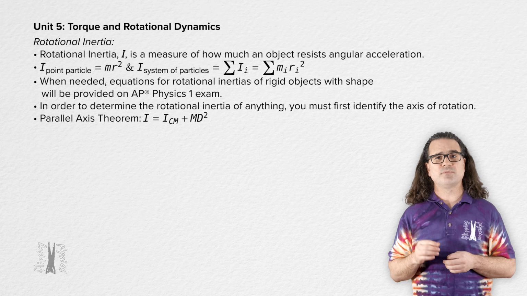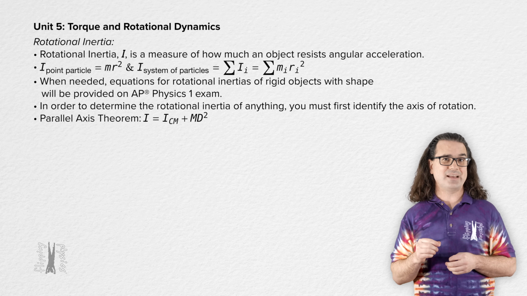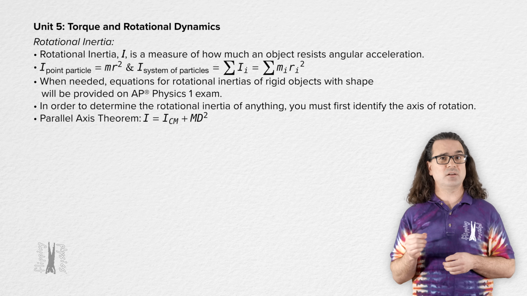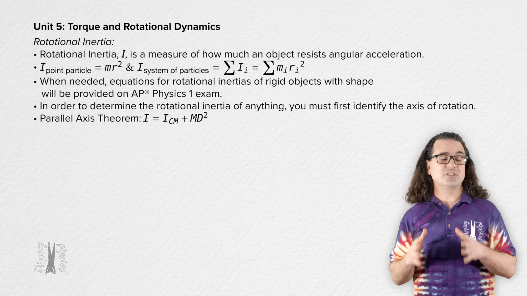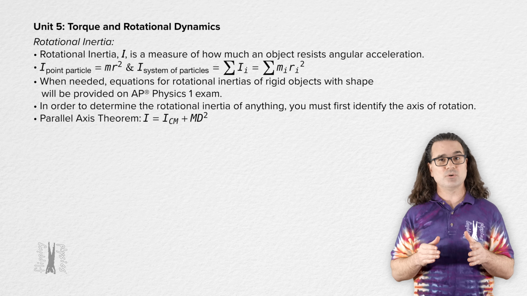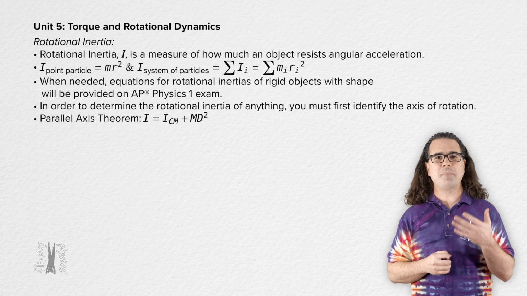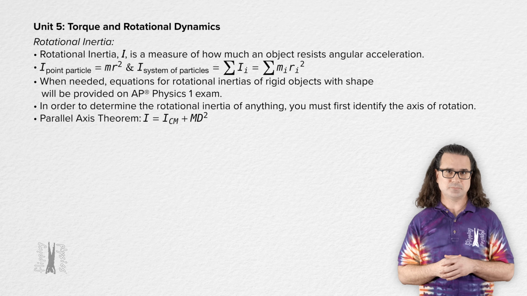If you have the equation for the rotational inertia of a uniform rigid object with shape about an axis through its center of mass, you can determine the rotational inertia of that object about another axis which is parallel to that axis through the center of mass by using the parallel axis theorem, which states that the new rotational inertia equals the rotational inertia of the object about an axis through its center of mass plus the mass of the object times the square of the distance between the two axes.